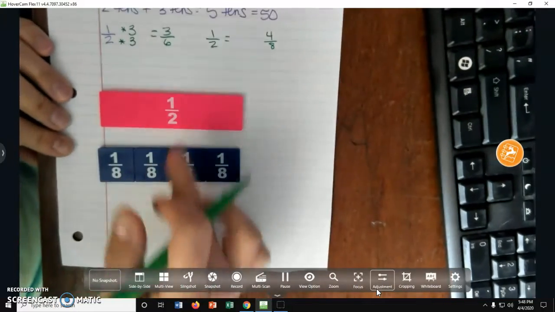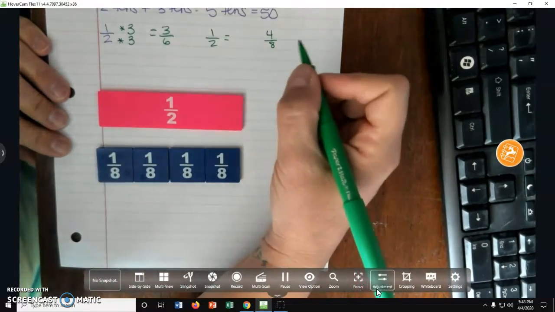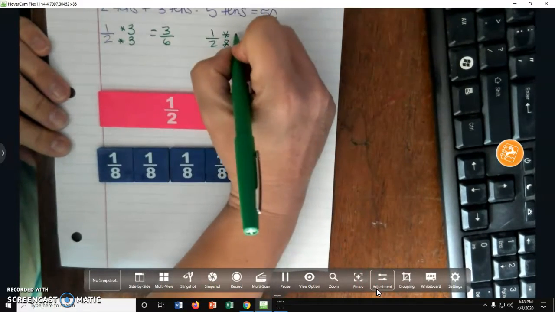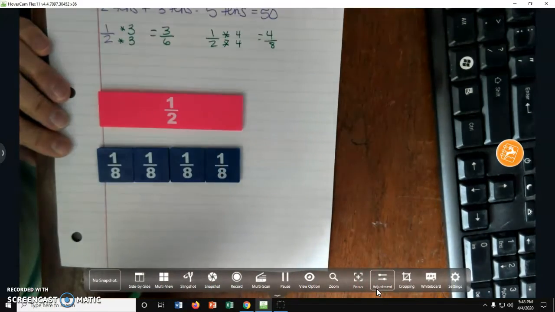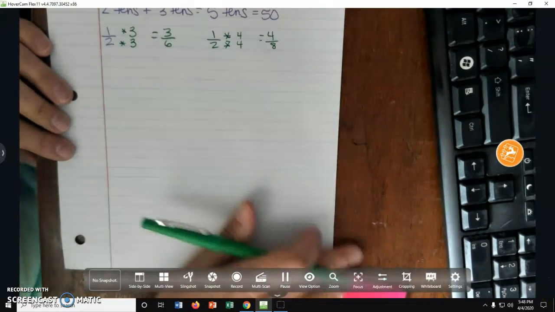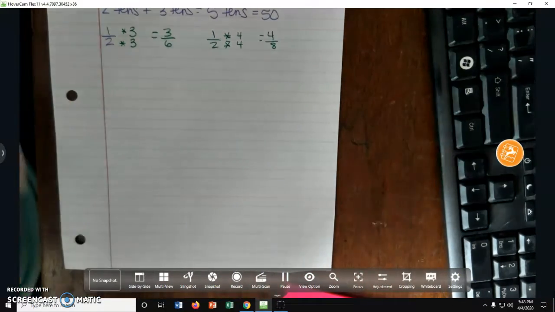So here we have a half. Mathematically, what are we doing? We're slicing that half into 4 pieces. I'm sorry, I shouldn't have put that equal sign there. So we're multiplying both the numerator and the denominator by 4. We can carry on with any other numbers to make equivalent fractions.